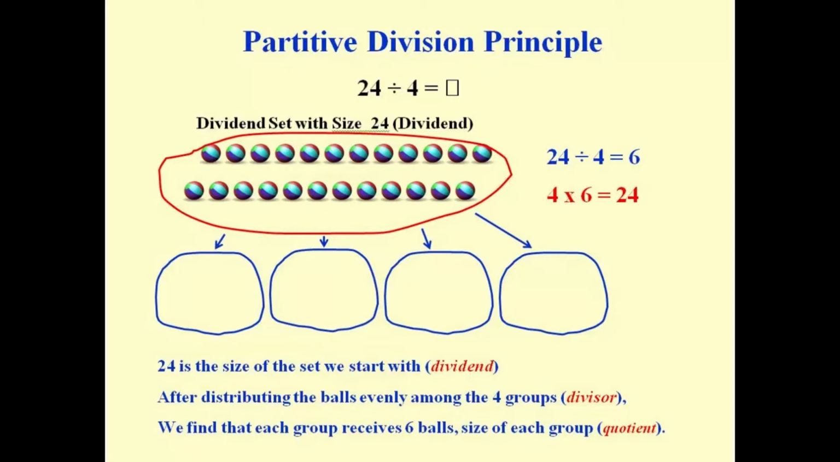So in partitive division, we start with a set called the dividend set, and I want to separate it into smaller groups according to a rule, and the rule is I'm going to specify on the front end how many groups there are.